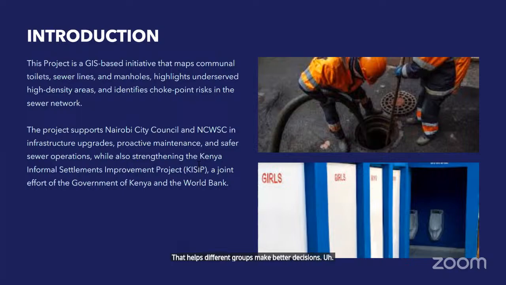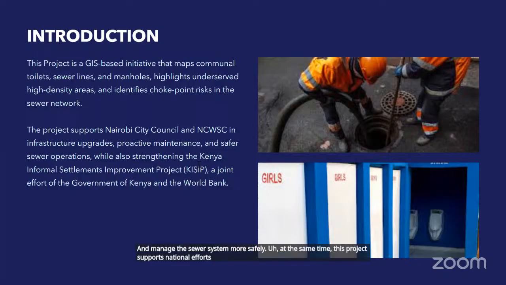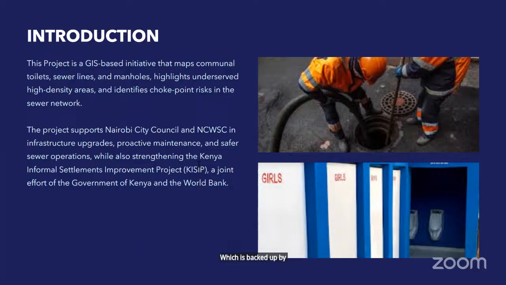For example, the Nairobi City Council and the Nairobi Water can use it to plan infrastructure upgrades and manage the sewer system more safely. At the same time, this project supports national efforts under the Kenya Informal Settlements Improvement Project, KISIP, which is backed by the government of Kenya and the World Bank.